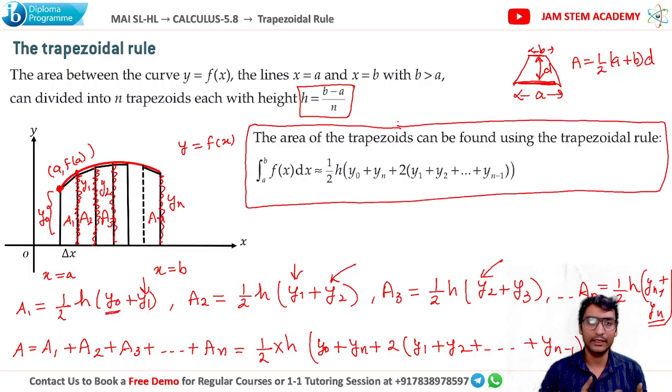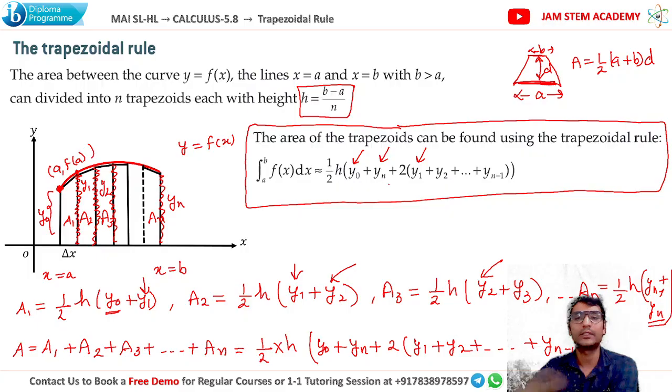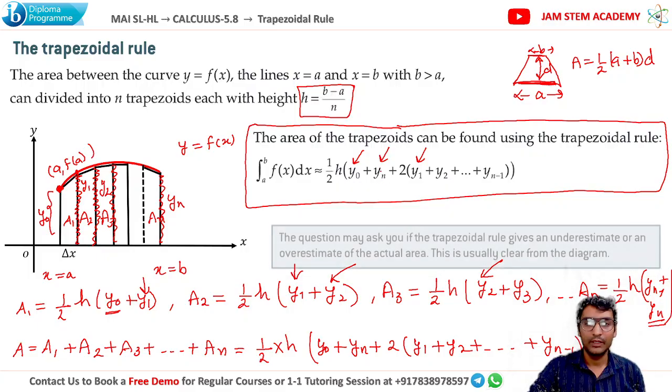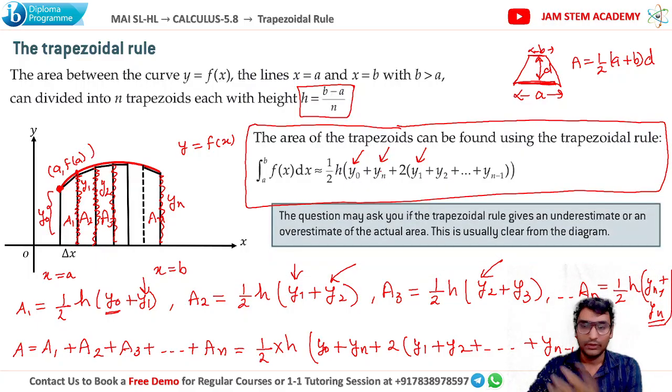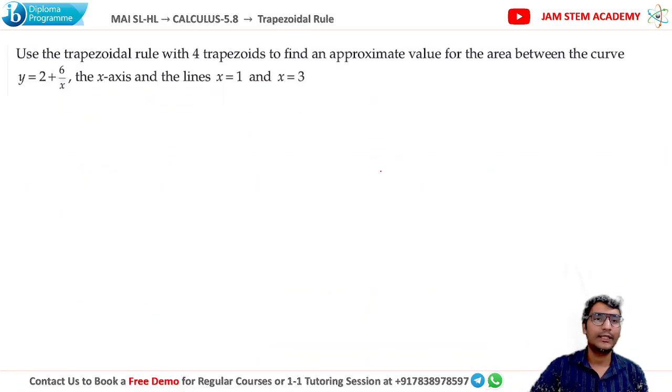So all you need is you have to find the width, which is given by (b minus a) over n. They will give you in the question how many strips you have to take. So n is given to you, a and b will be given to you, and now you have to only find the values of the function at all these points. Okay, so as I said, to check whether it is underestimated or overestimated, you need to check the graph for that.